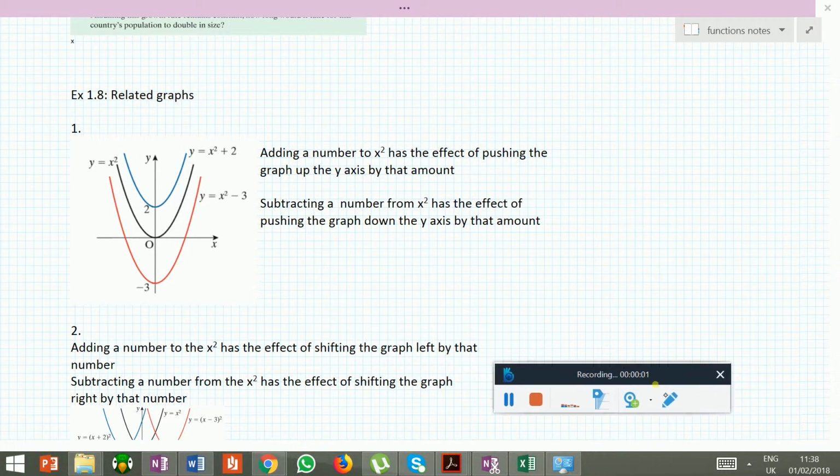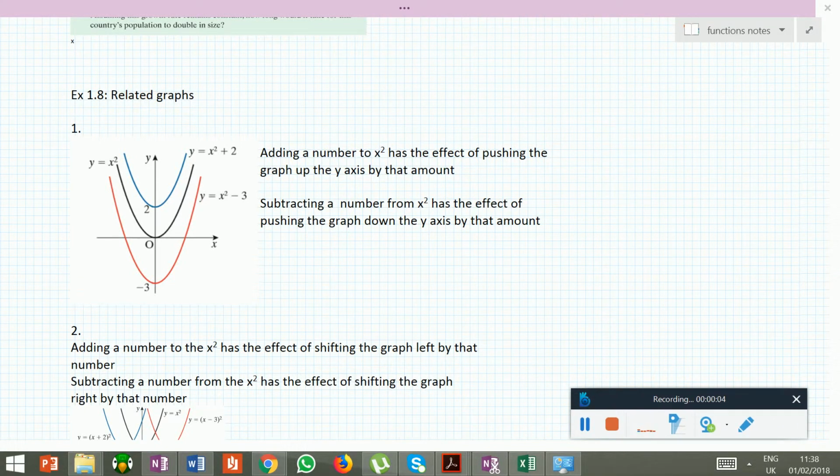Okay, exercise 1.8 deals with related graphs that are kind of similar to each other, if you like. Again, we would have seen some of this at junior cert level. We start out with the graph of y equals x squared, which is the black one here. Now, how does that compare to the graph of y equals x squared minus 3? Well, minus 3 just has the effect of pulling it down the y-axis by 3. So the intersection point with the y-axis is minus 3 instead of 0.